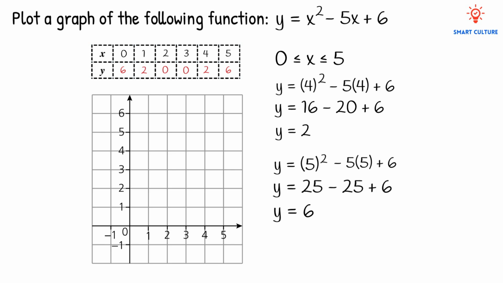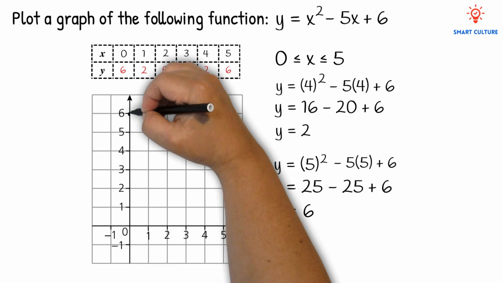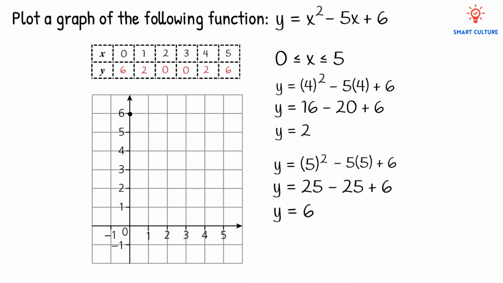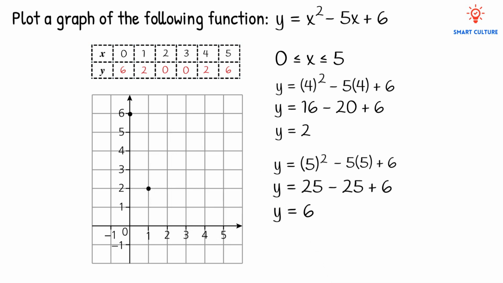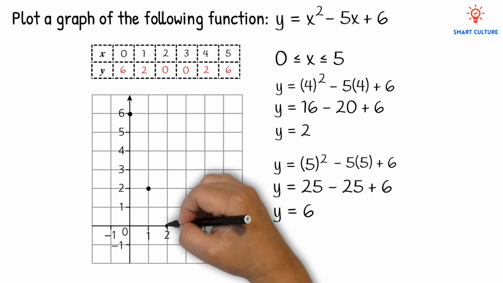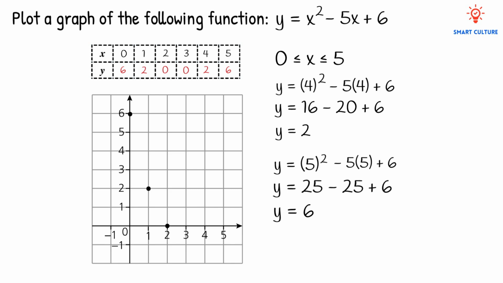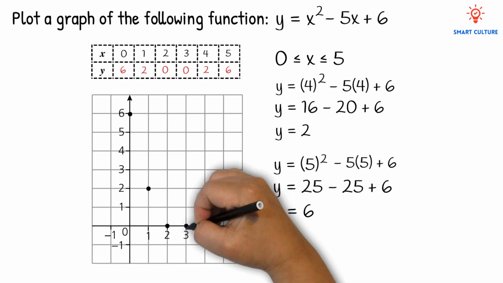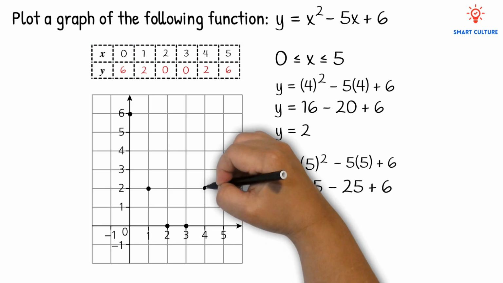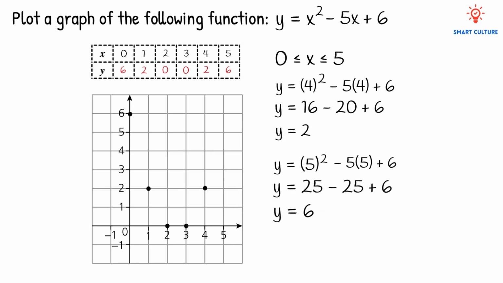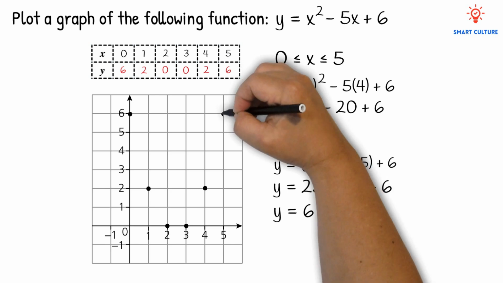So the first coordinate will have an x value of 0 and a y value of 6. So that will be on the y-axis. The next point that we have to plot is 1 and 2. So that will be right here. The next one is 2 and 0. So that will be on the x-axis. The next one will be 3 and 0. So that will also be on the x-axis. Then we have a point of 4 and 2. So that point will be right here. We have to plot it here. And then lastly, we have 5 and 6.